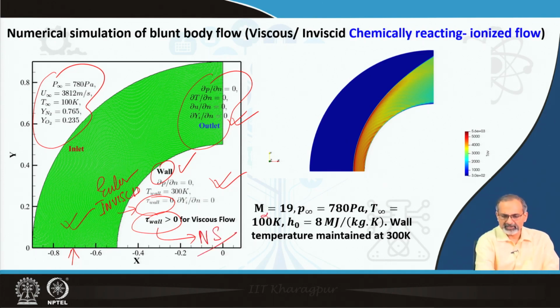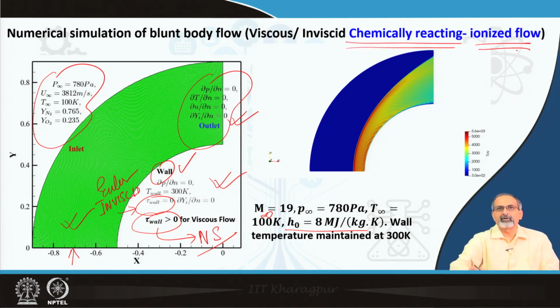This flow essentially represents a free stream Mach number of about 19 with a stagnation enthalpy of the order of 7.5 to 8 megajoules per kg. With these conditions, we expect chemically reacting flow, where the flow gets ionized. And if you were to look at the flow field by considering the overall temperature which exists, you may have a feature looking more like this.